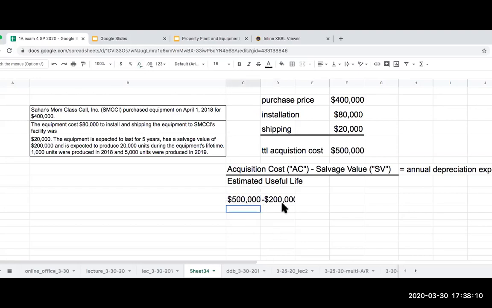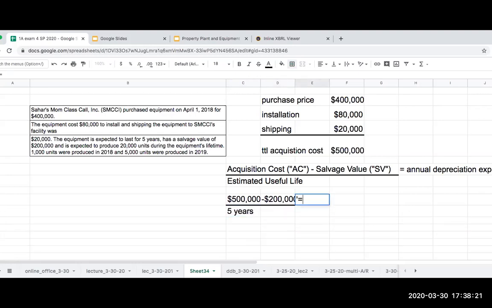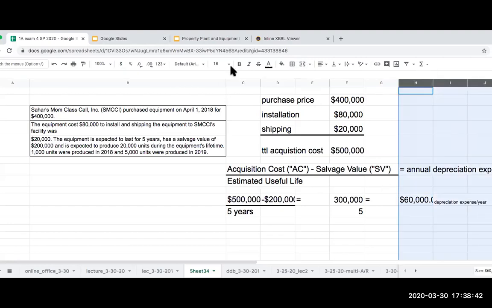So I've got 500,000, which is my acquisition cost, minus my salvage value, which is 200,000. I'm dividing this by 5 years. So what this will be giving me is 300,000 divided by 5, or 60,000 per year. So my annual depreciation expense is going to be $60,000 per year.